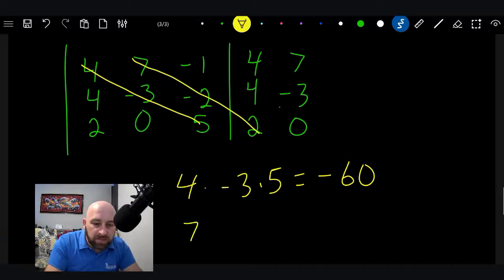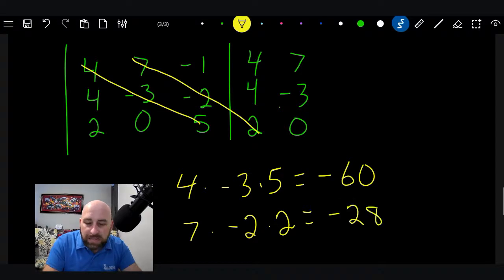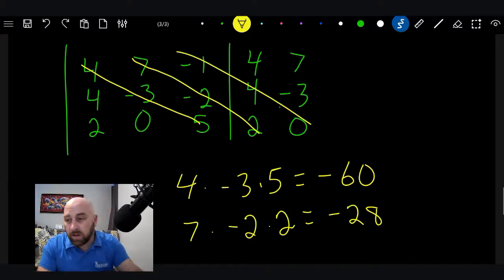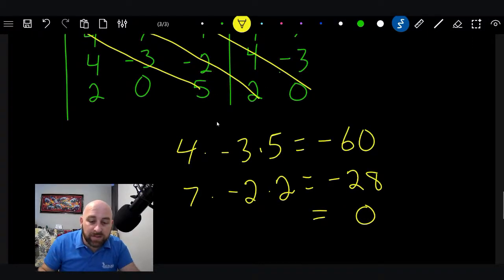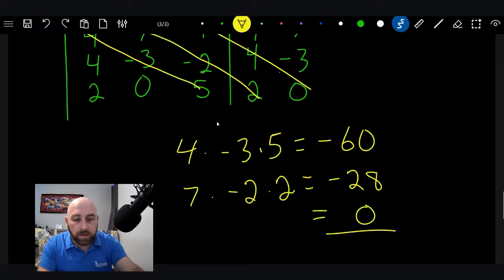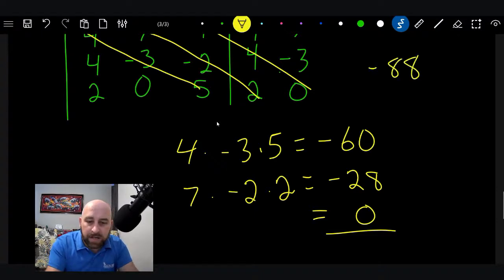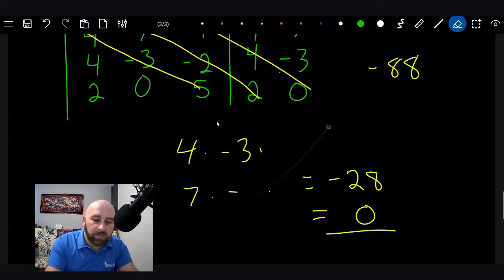Okay? And then we're going to do the next one. So now we have 7 times negative 2 times 2, and that equals negative 28. And then we've got this one. Whenever there's a 0, that's great, because all of a sudden it's just 0. That quickly solves that one for us because anything times 0 is 0. Now we want to take these answers and add them up. What is that going to give us? Negative 88. I'll put that up here, negative 88. And then we'll get rid of all this stuff. So that is our diagonals.